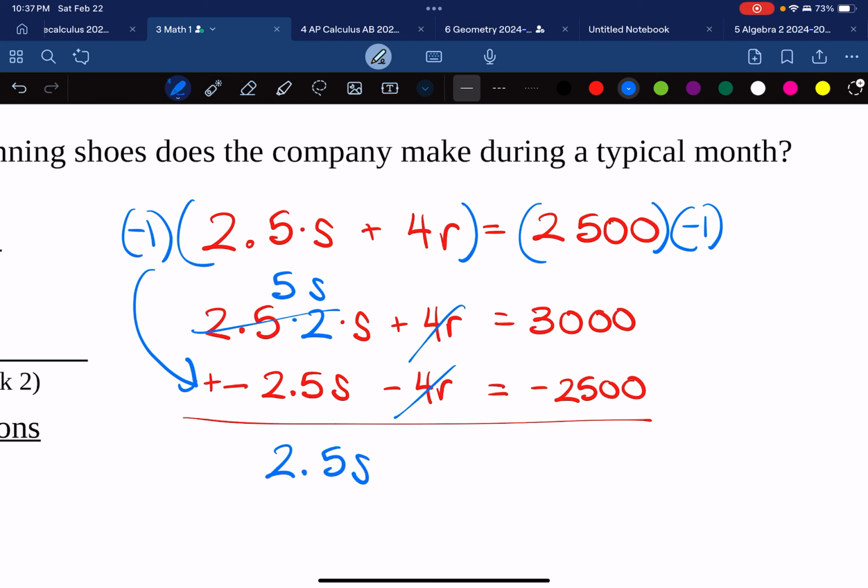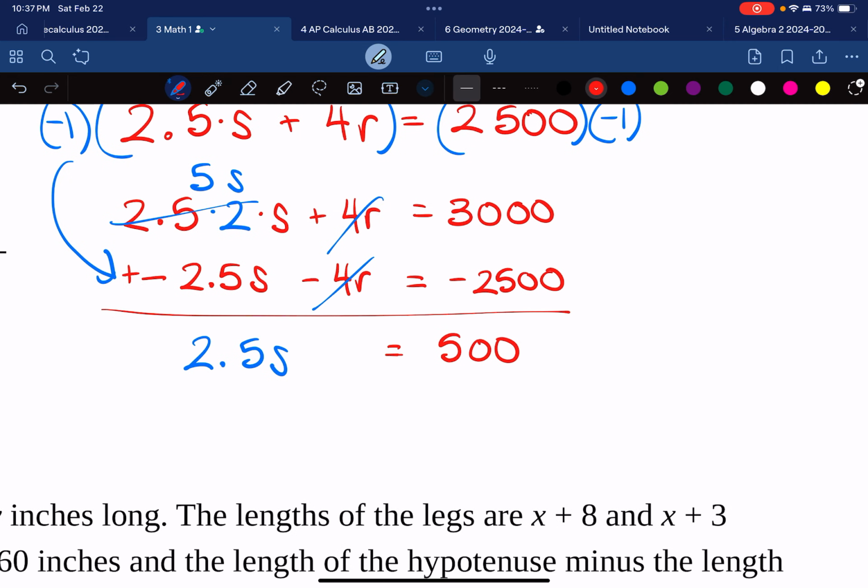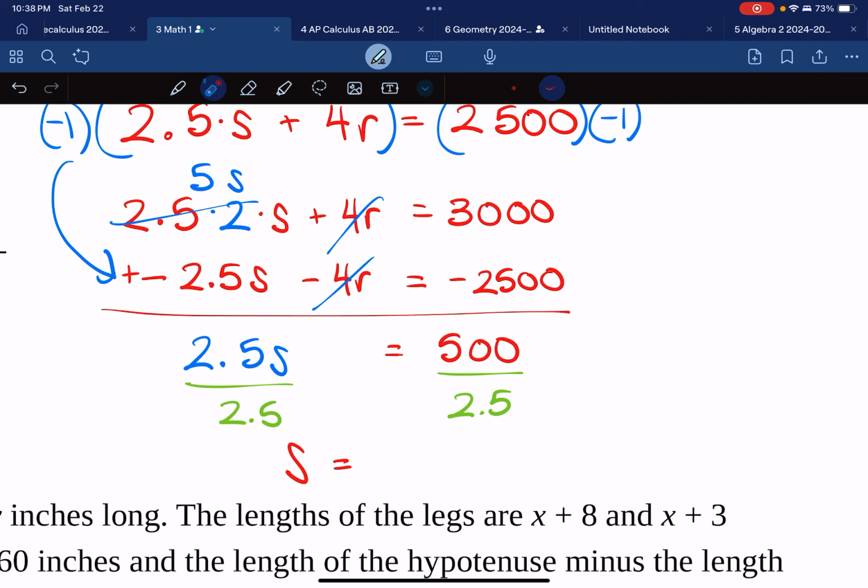And that's going to be equal to, well, 3,000 minus 2,500 is the same thing as 30 minus 25 with some zeros. 30 minus 25 is 5 with some zeros. So 5 with some zeros. And then I have to divide both sides by 2.5, and I get my answer S is equal to... I'm mixing my fractions with my decimals. I don't like doing that.